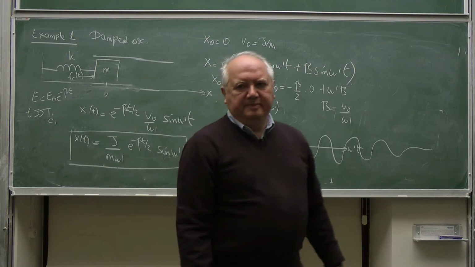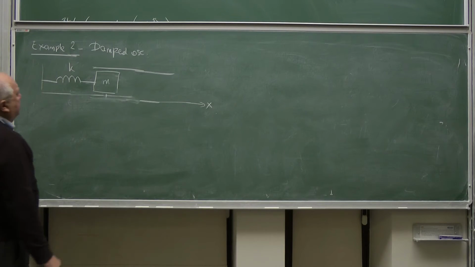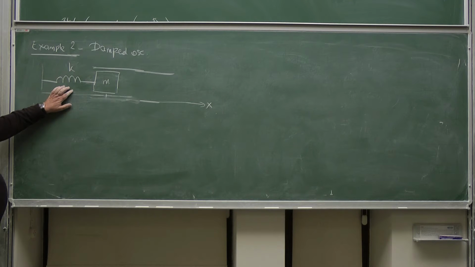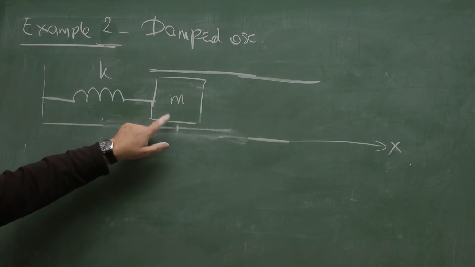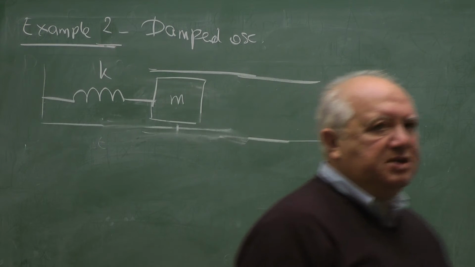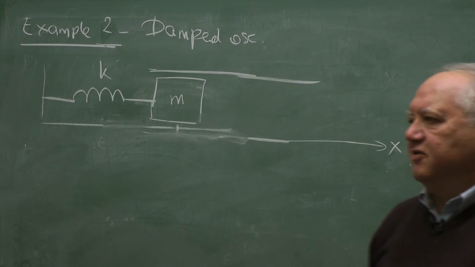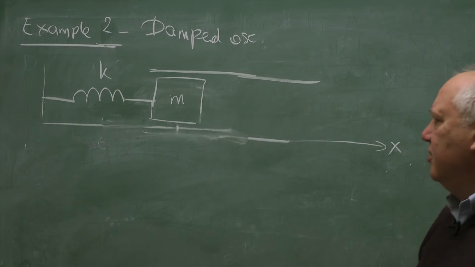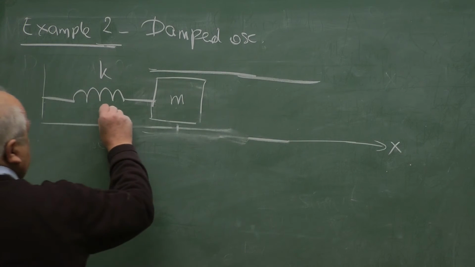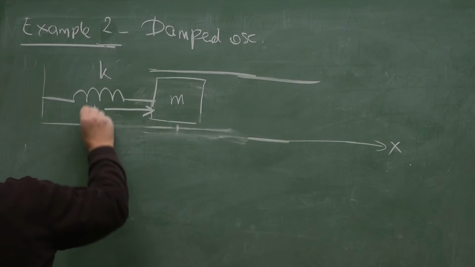That's the first problem. Our second example with the damped oscillator is that we have a mass spring system, and the mass is moving in an environment which applies a friction proportional to its velocity, but in the opposite direction, of course, because it's friction. But it is under the influence of a constant force, let's say F0.